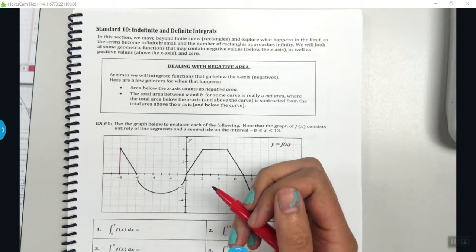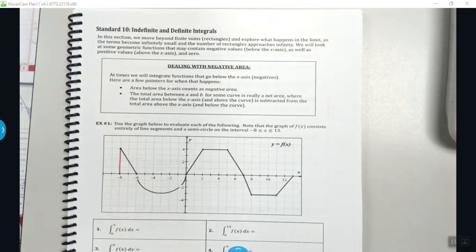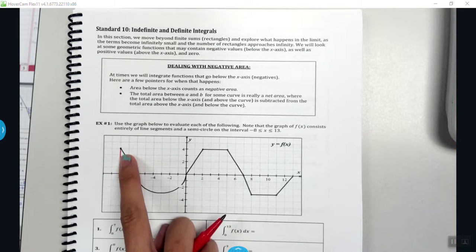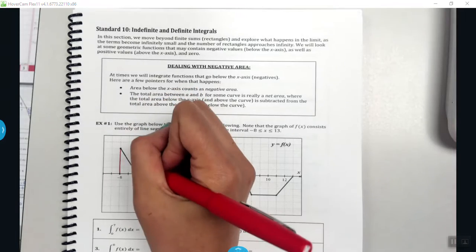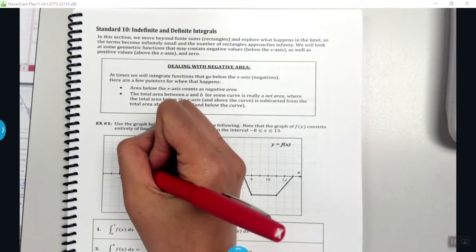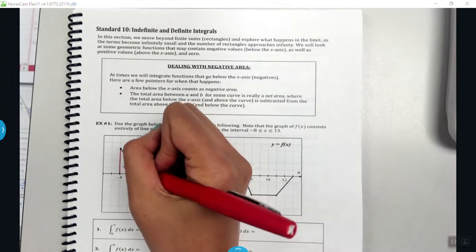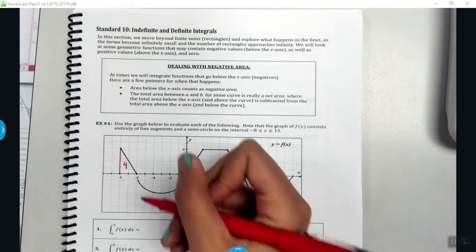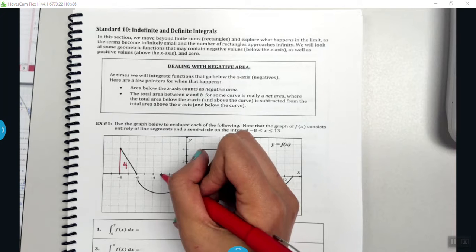Indefinite and definite integrals. It's Maya. Okay, what's the area of this little triangle? 1/2 base times height. It's 4. Guys, 4. Nobody's helping me. I just helped you. Thank you. I also help.